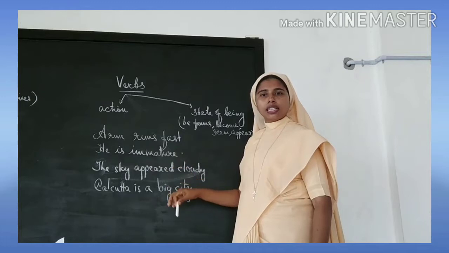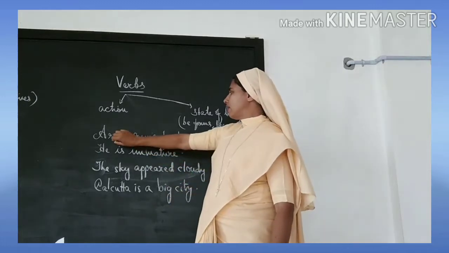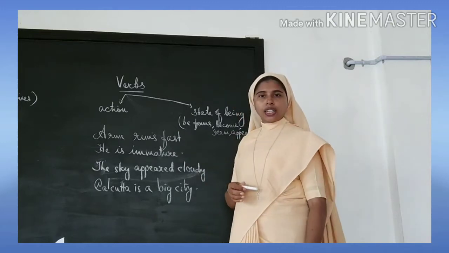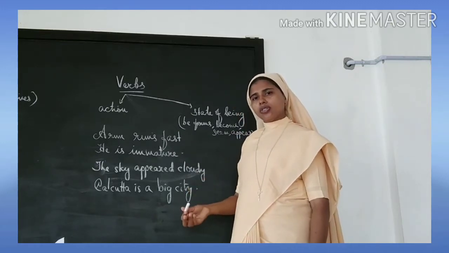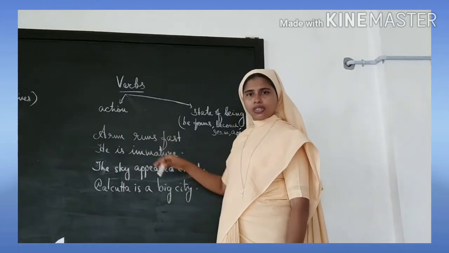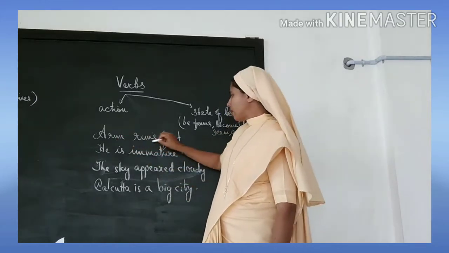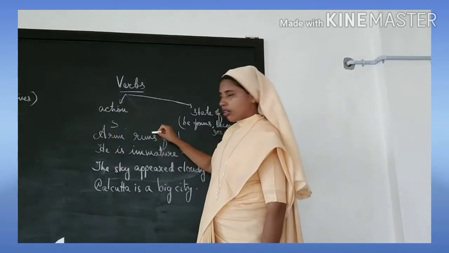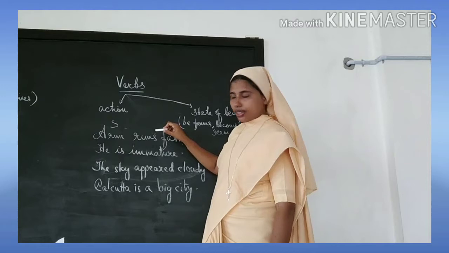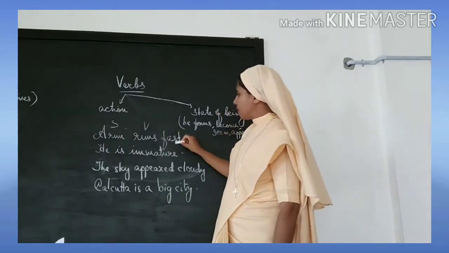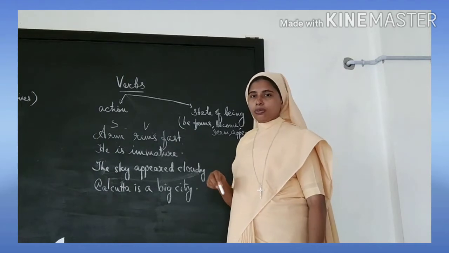Okay, let's look at some examples. Here the sentence is Arun runs fast. Let's examine the structure of the sentence. Arun runs fast. Arun, subject; runs, that's an action word, isn't it? So this is the verb, and this is the adverb.